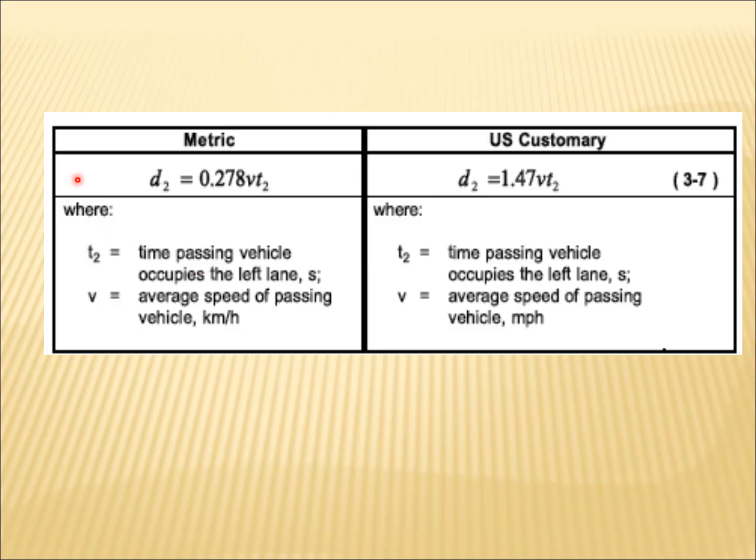So look at that. D2 is equal to this. Here T2 is the time the passing vehicle occupies the left lane, and V is the average speed of the passing vehicle in kilometer per hour. And in this formula, obviously V is the average speed of the passing vehicle in miles per hour, and T2 is the time the passing vehicle occupies the left lane in seconds.